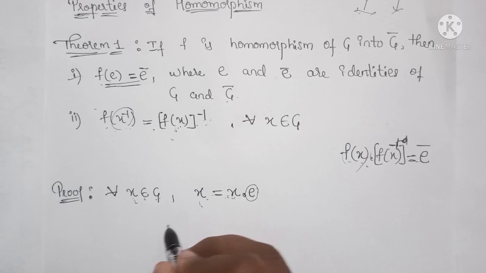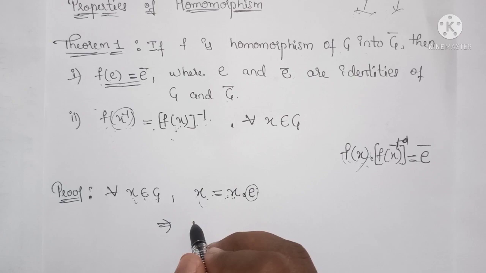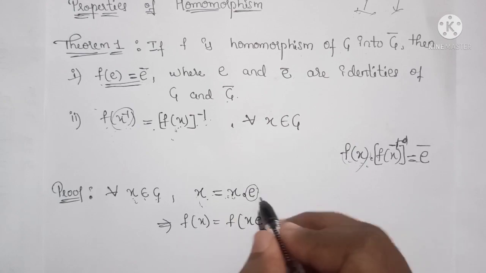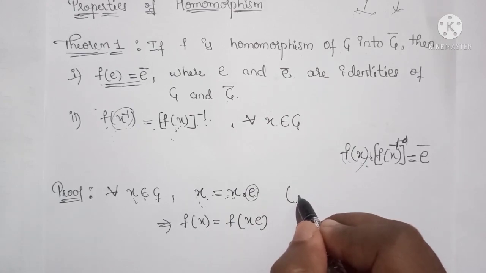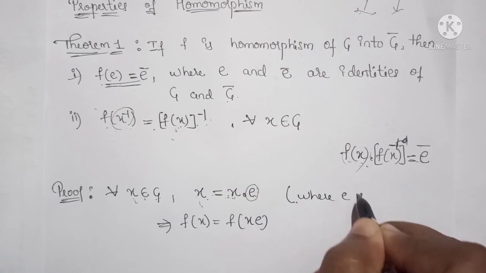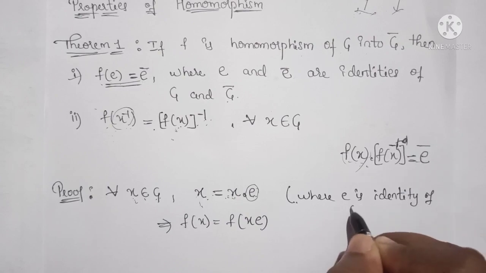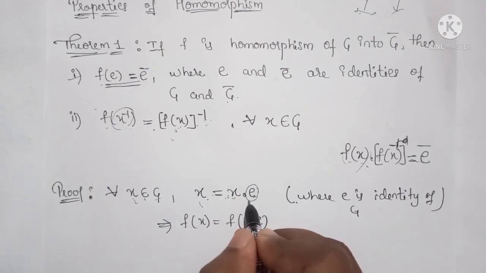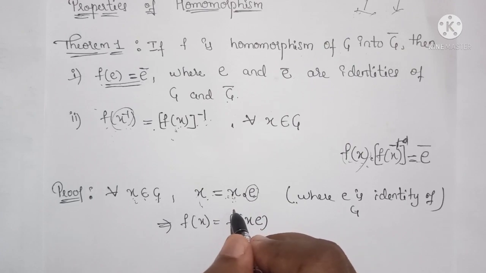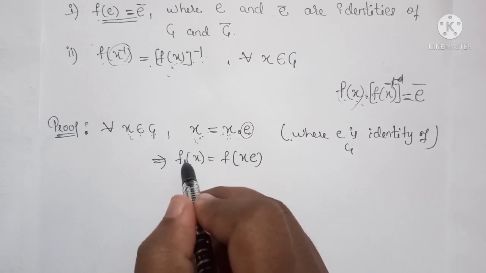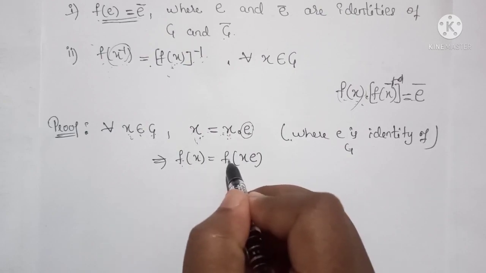Okay, if I consider this, considering images on both sides, we get f of x equals f of xe, right? Where e is the identity element. Okay, because e is the identity element, we can operate with any element and we will get the same element. Okay, now we are considering images on both sides. On considering images on both sides, we get f of x equals f of xe.